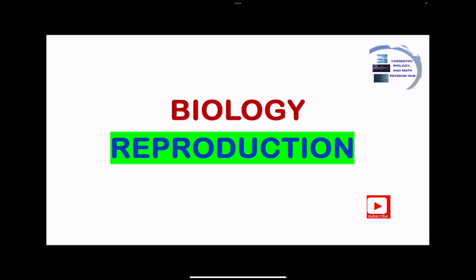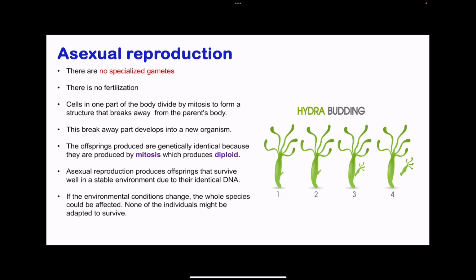Today we are doing the biology topics. This is reproduction. Reproduction can be broken down into asexual reproduction and sexual reproduction. During asexual reproduction, there are no specialized gametes, meaning there is no exchange of gametes, so there is no fertilization. In this process, cells just divide by mitosis to form structures that break away from the parent's body.